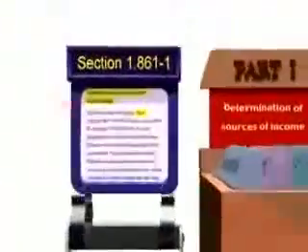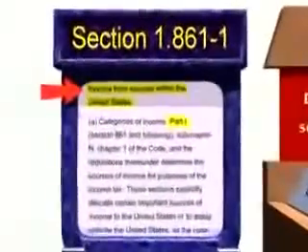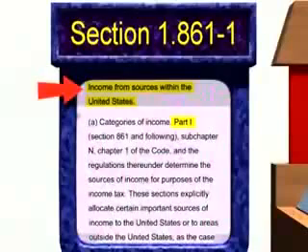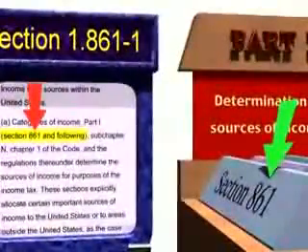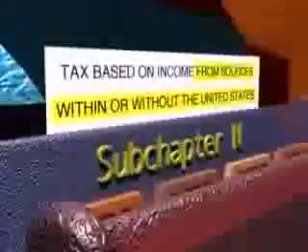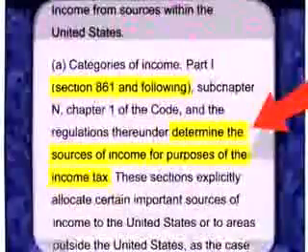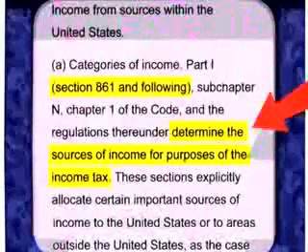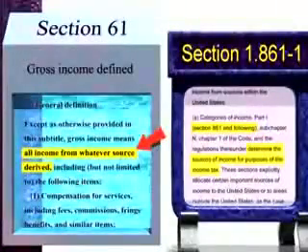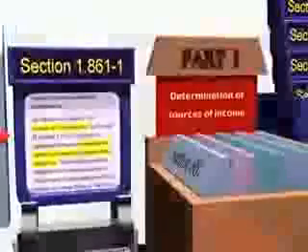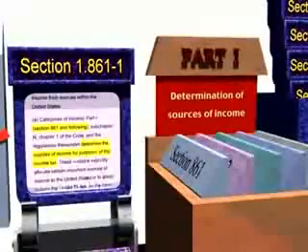The first section of related regulations is entitled Income from Sources Within the United States, and it describes the scope and purpose of Section 861 and following of the statutes. The very first sentence states that Part 1, which is Section 861 and following of Subchapter N of Chapter 1 of the Code and the regulations thereunder, determine the sources of income for purposes of the income tax. Gross income is generally defined as all income from whatever source derived, but these sections determine the sources of income for purposes of the income tax.